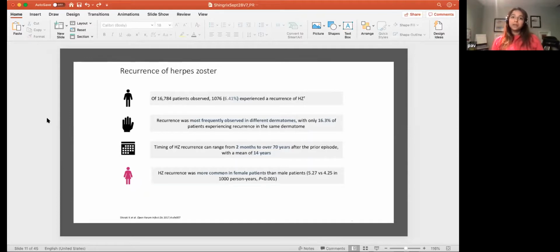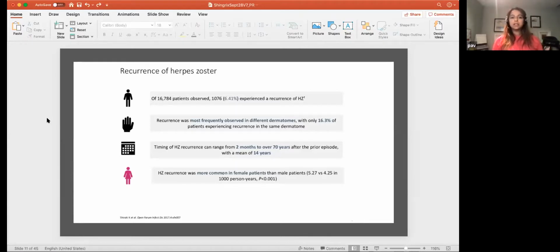Some other things to notice is recurrence. You may feel like you've had shingles once and it's been a couple years and you haven't experienced it again. This does not mean it's not going to happen again. Studies have shown anywhere between 2 months to 70 years is a possibility of a recurrence. In this specific study by Shikari et al., they saw that the mean number of years was about 14 years, where most people who did have a recurrence ended up having a recurrence.